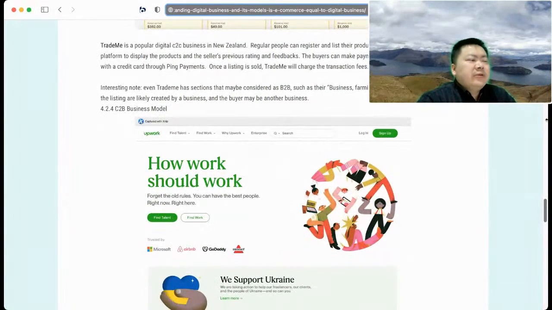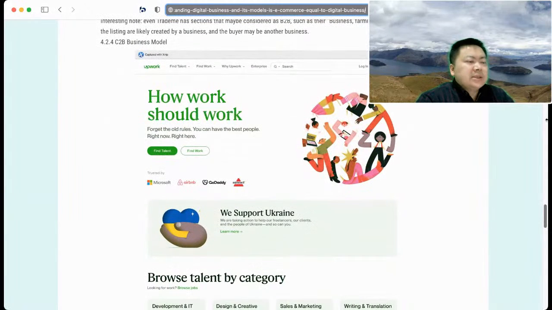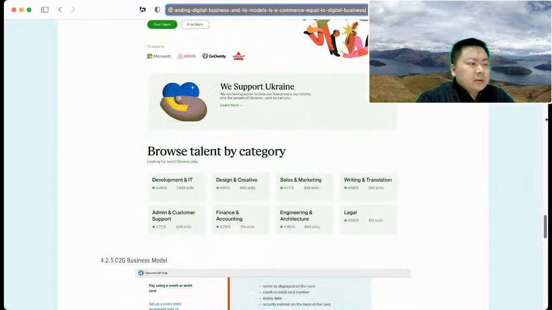The fourth type is C2B, meaning individual people provide service to a business. Upwork is a typical C2B business model where individual IT people, design people, or VAs, which is virtual assistants, offer their skills and time. And other businesses will be able to hire talents from the website.